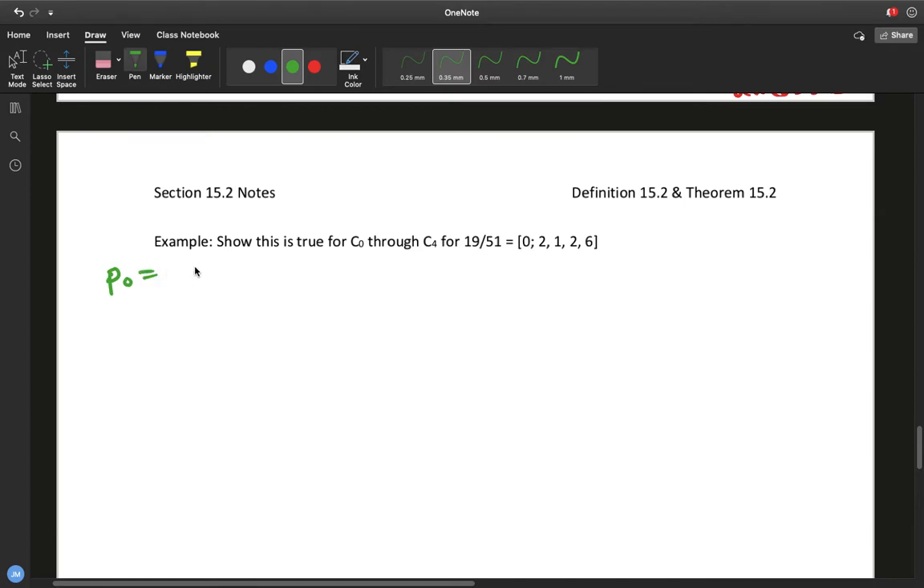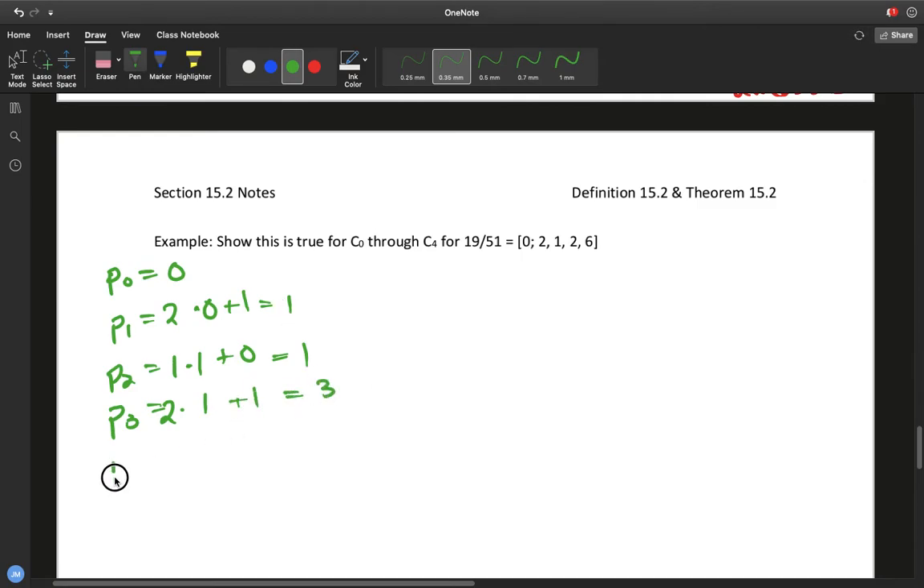So for the first one, p sub 0, that's just the same as a sub 0, which is 0. P sub 1, then you take your next number, which is 2, multiplied by 0 plus 1, which becomes 1. P sub 2, then, we're going to take our next value in here, which is 1, multiplied by our previous value, which is 1, plus the previous value, which was 0, which just becomes 1. P sub 3, you take 2, multiplied by your previous value, which is 1, plus your previous value is also 1, which gives you a value of 3.